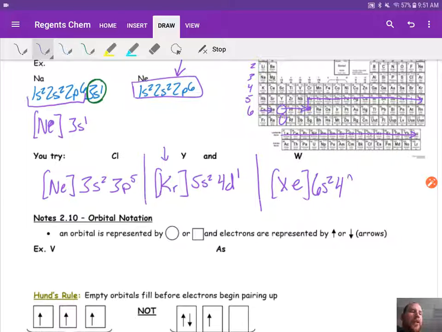So this would be 4f14. Then we go back to the D, to 5d, 1, 2, 3 to get to that. Take some time, practice this. If you have questions, ask. If not, I will see you in the next video.